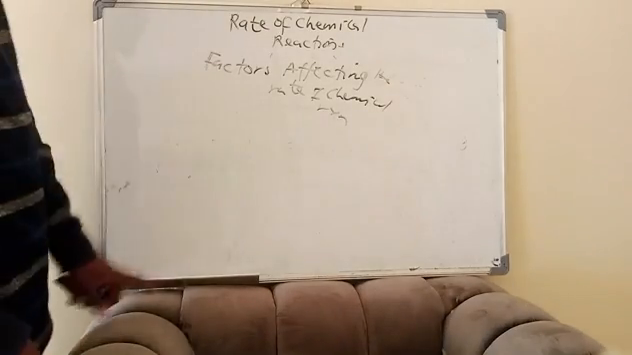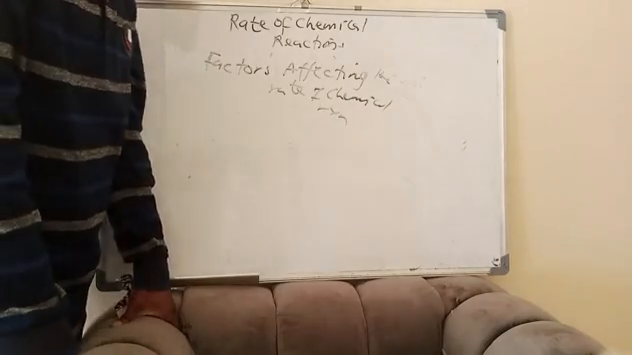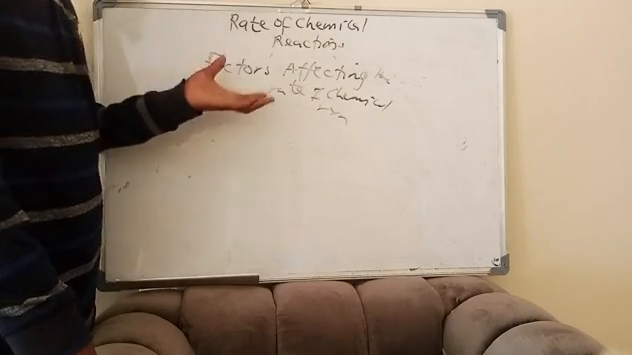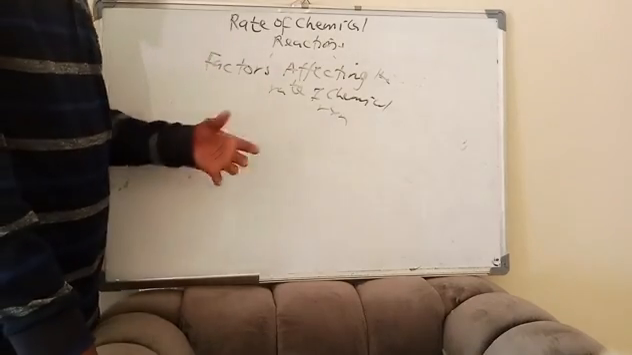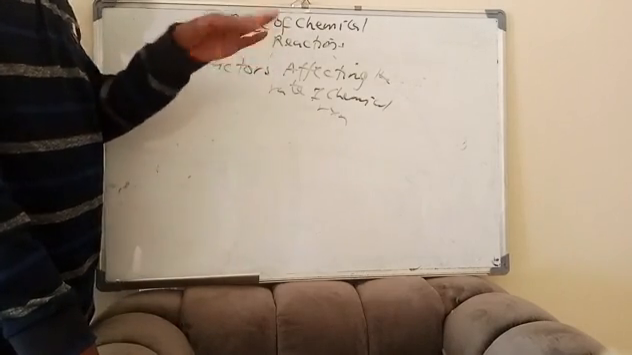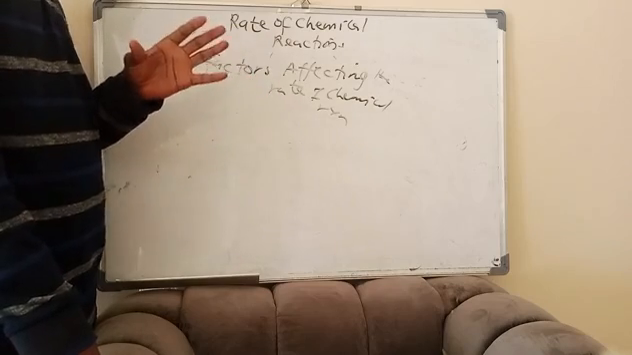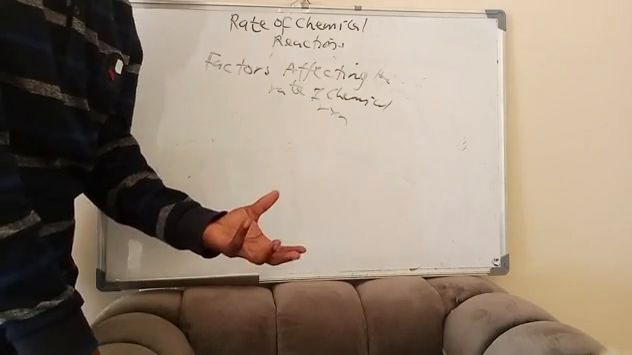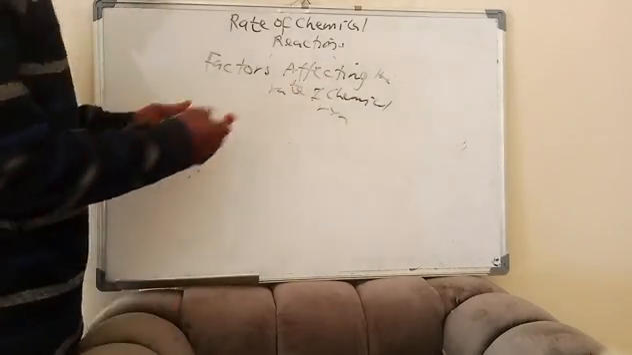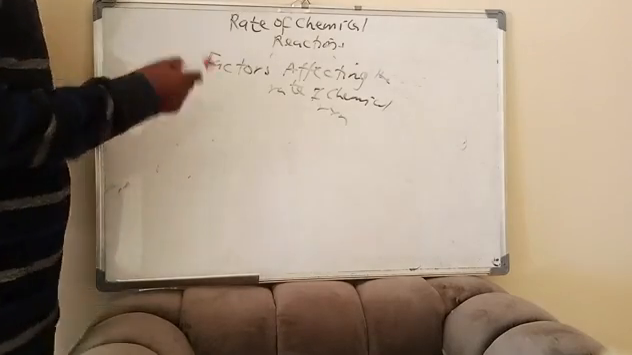So we'll be talking about factors affecting the rate of chemical reaction. Why? Since we have talked about the rate of chemical reaction, how slow or fast the reaction occurs, then we need to know what are those factors that can influence the rate of chemical reaction. Factors which can increase the rate of chemical reaction or which can decrease it. So they are important.